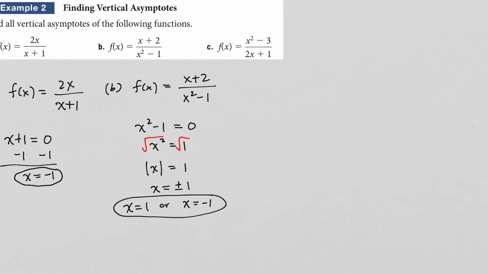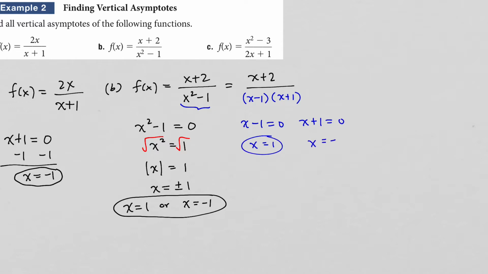And I should just mention that you can also find the vertical asymptotes here by factoring the original function. So in the numerator, we have x plus 2. In the denominator, we have x squared minus 1, and we know that this is the difference of two squares. So we can factor that into x minus 1 times x plus 1. And from there, you can simply set each of these factors equal to 0. And when you do that and you solve the resulting equations there, you see that you get the same answers that we got over here. So that's just another way to approach it.